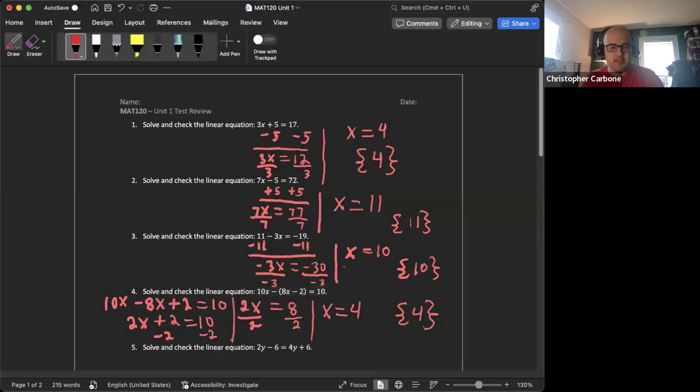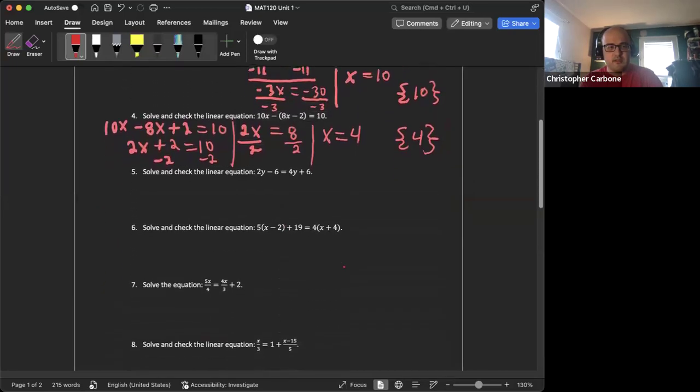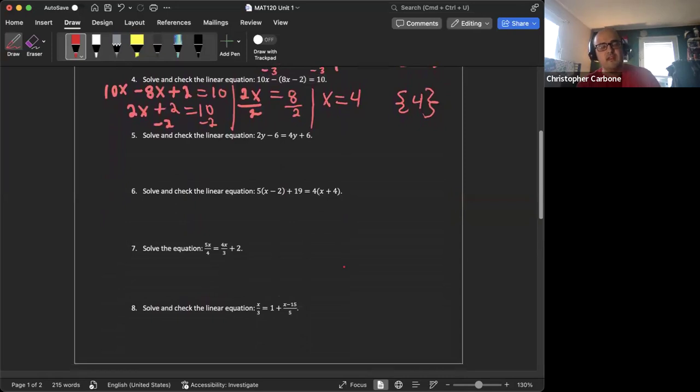The fifth one is to solve and check the linear equation 2y minus 6 is equal to 4y plus 6. Again, we have a couple of options for this one. I'll subtract the 4y from both sides. And I'm also going to do in the same step, in this particular case, add 6 to both sides as well.